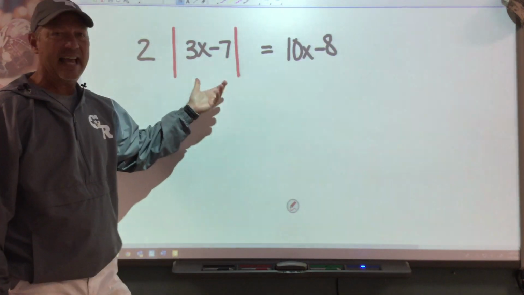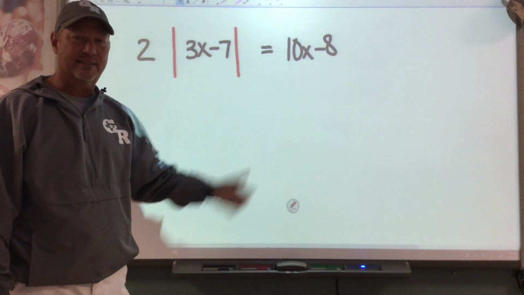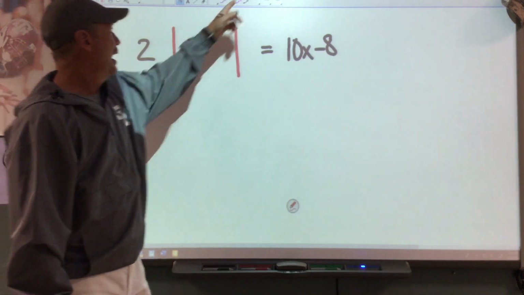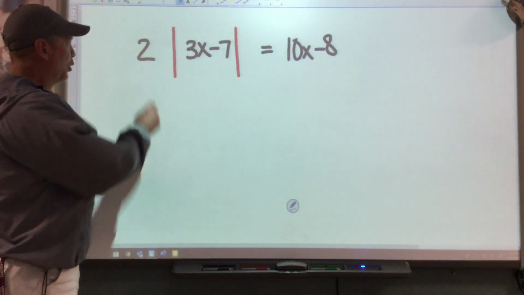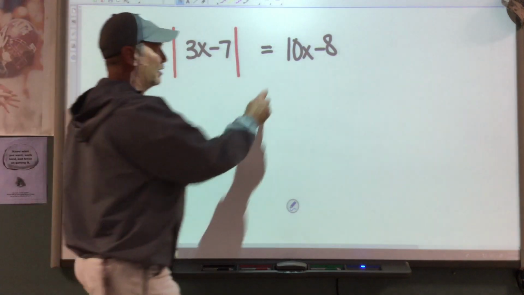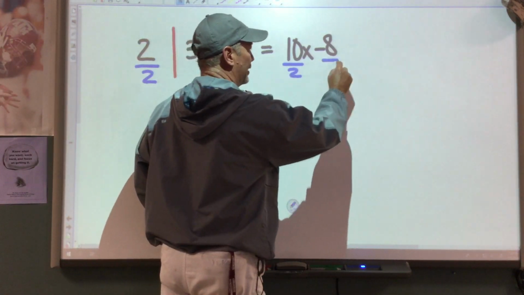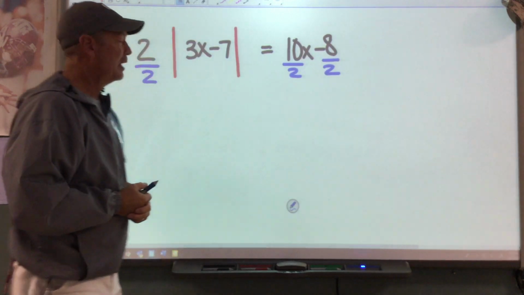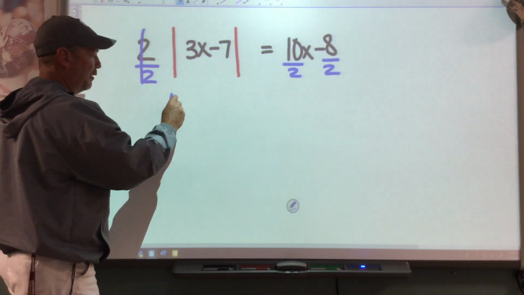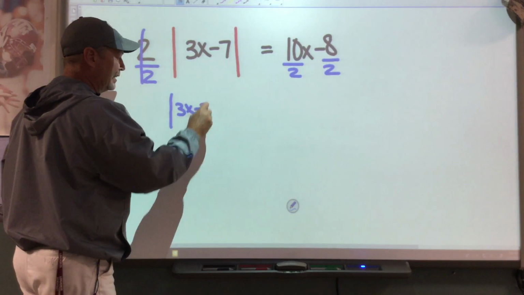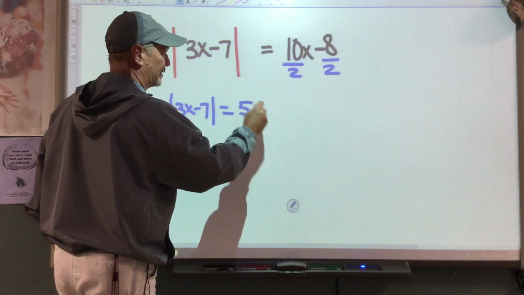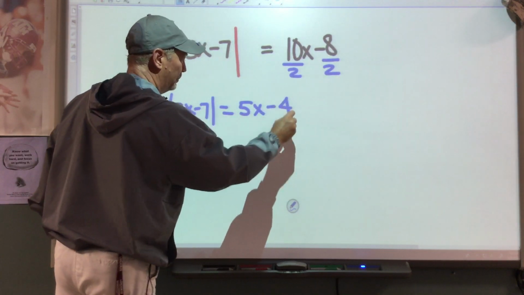All right. Is the absolute value by itself? No, it's not. I have a 2 in front. How do we move the 2? We're going to divide by 2. But if I divide this by 2, I need to divide this by 2 and divide this term by 2. This will cancel, and this will leave me the absolute value of 3x minus 7 equals 5x minus 4.